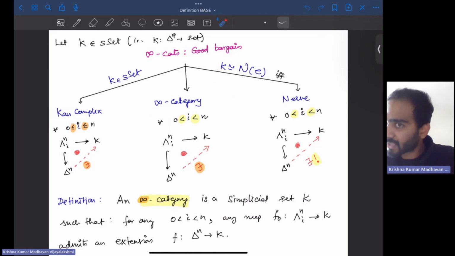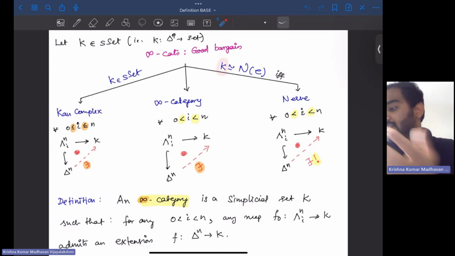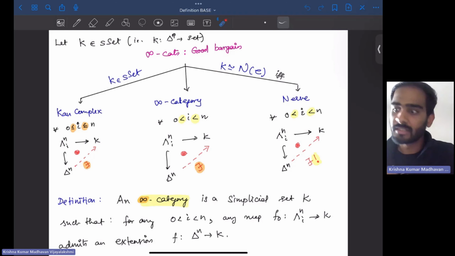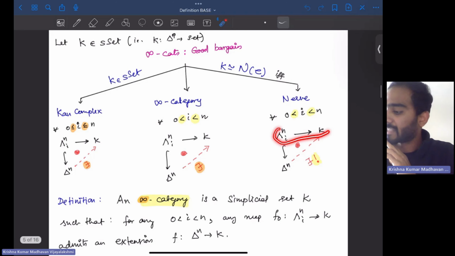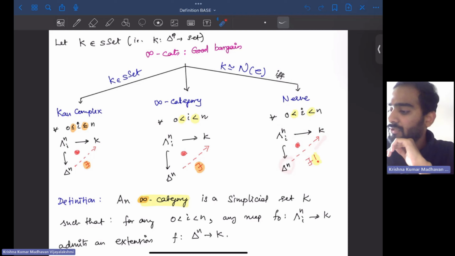On the other side, there is this great idea that given a simplicial set, you can see it as a nerve of some small category. This occurs if and only if this map can be extended uniquely via this map, and this has to be true for all the inner horns.